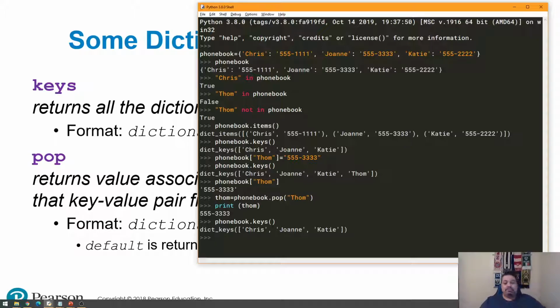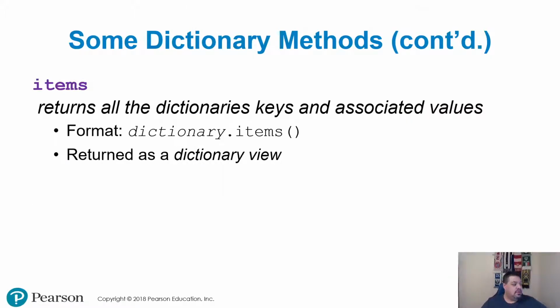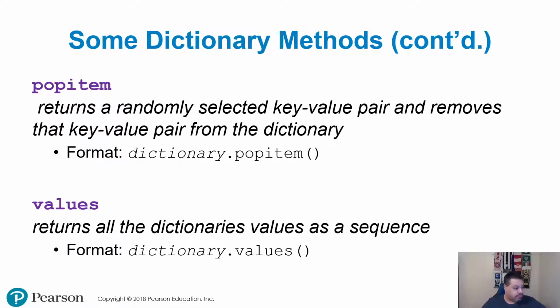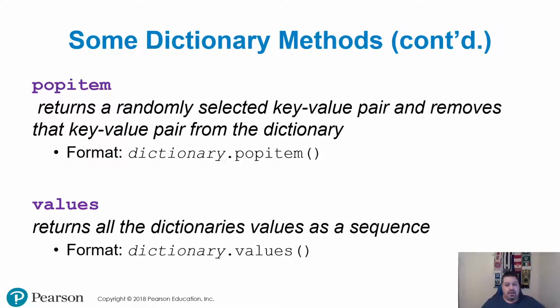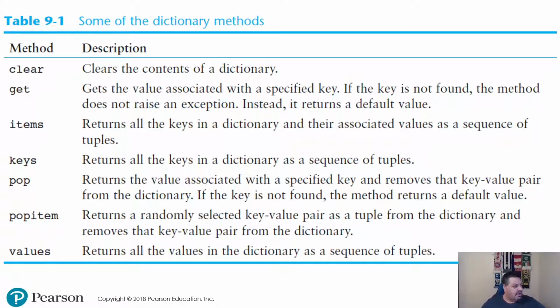So that's pop. There's a very similar one, popitem, that will just take basically a randomly selected key value pair and just kind of plops that whole thing from the dictionary. And values returns all the values, kind of the opposite of keys. It gives you the values without the keys. So there you are, some dictionary methods that are there.